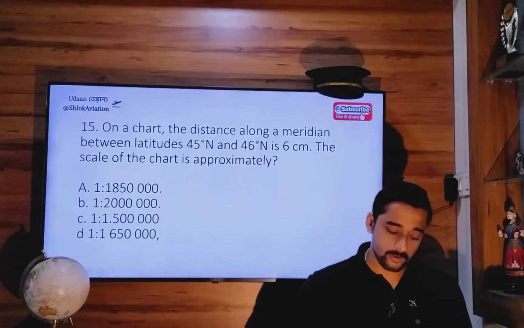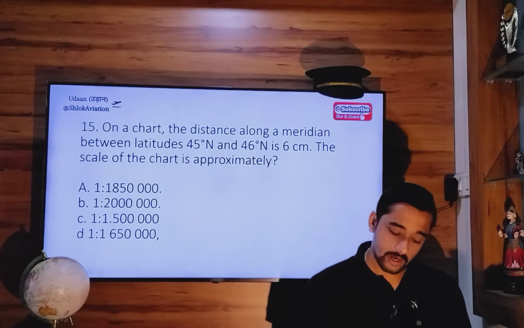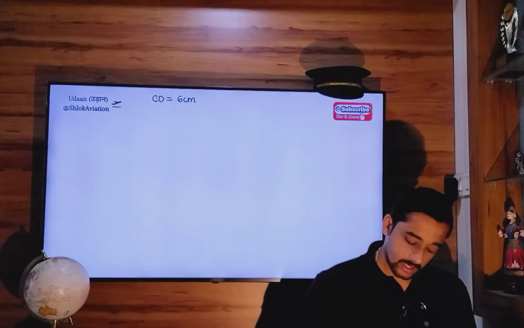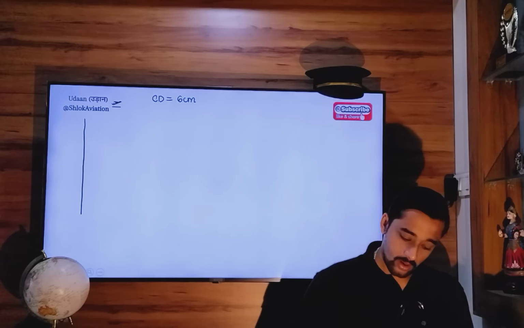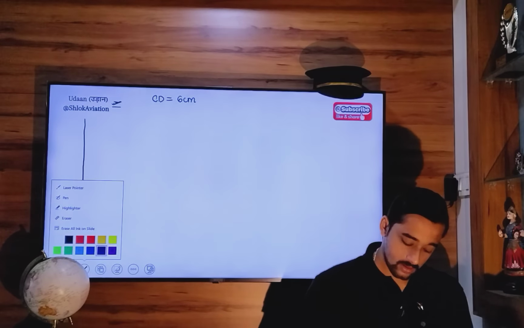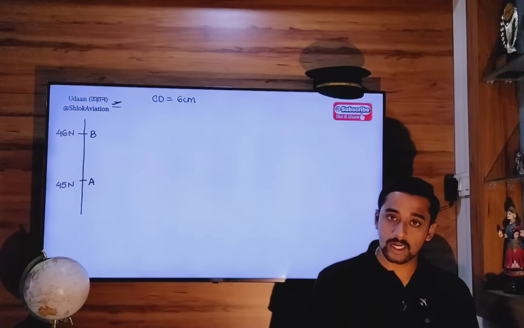Next, question number 15. On a chart, the distance along a meridian between two latitudes is 6 centimeter. So chart distance is 6 centimeter. Then there is a meridian. There are 2 points located on the same meridian. Point A is 45 north. Point B is 46 north. So what will be the earth distance here?